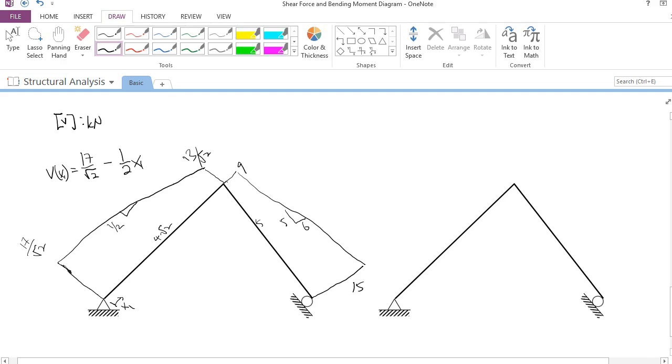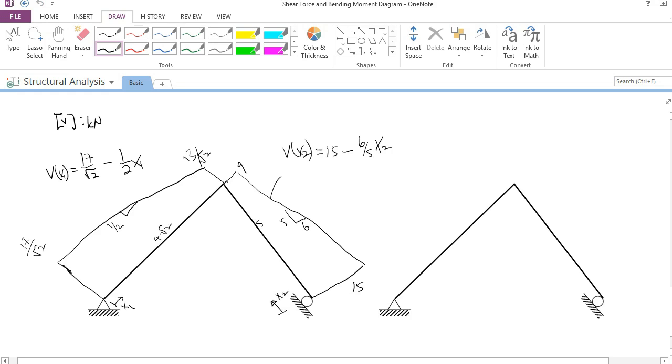If I want to describe the function of this shear force diagram, let's define this as a local coordinate. The function of this shear force diagram is equal to the starting point, 15, minus 6 over 5 x2. Bear in mind that the range of x2 is only applicable from 0 to 5.